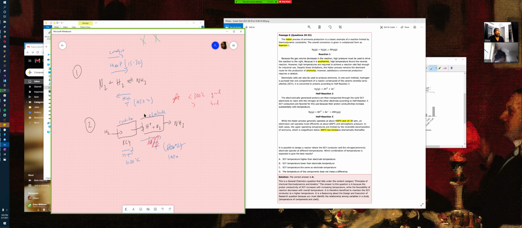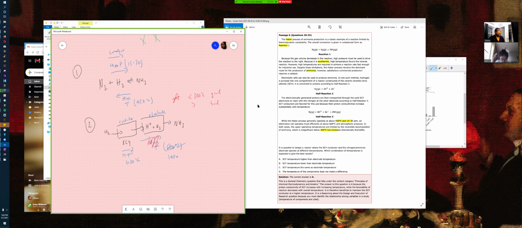So they're saying that in the passage for half reaction 2, that's what happens in the SCY part. And then it's transported to react with the nitrogen at the other electrode, and that's half reaction 3. Oh, okay. And then it says SCY conductors are favored for this use because their proton conductivities increase substantially with temperature.